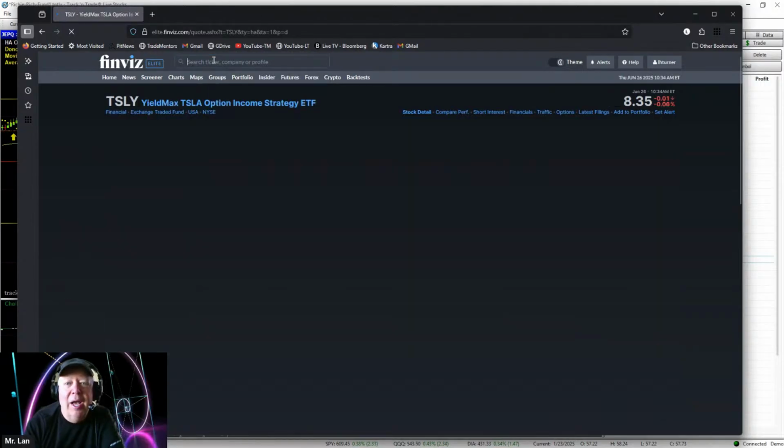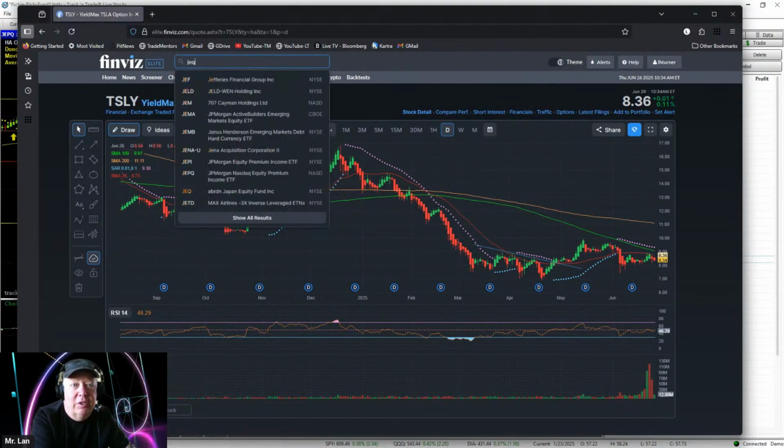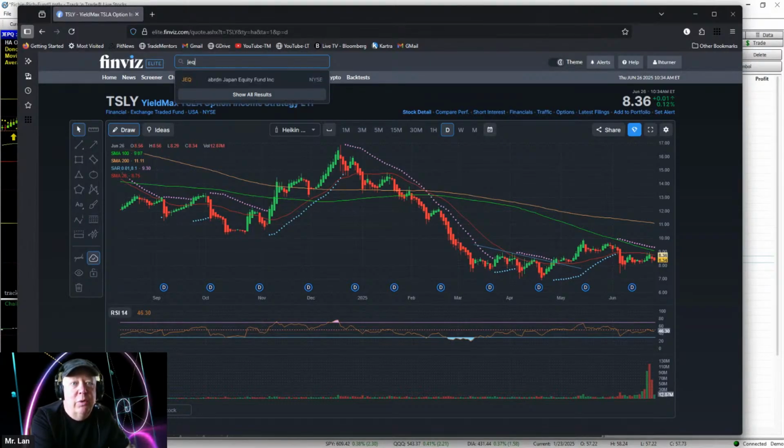So if you hit TSLY, this is no longer Tesla. It is now the ETF, the exchange traded fund, that trades Tesla, but they give you the dividends based on the amount of money they make trading the options, the bull call spread with the naked leg. Now, one of the big differences between TSLY and, let's say, JEPI or JEPQ. We're using JEPQ as our example. So if we go back to JEPQ.